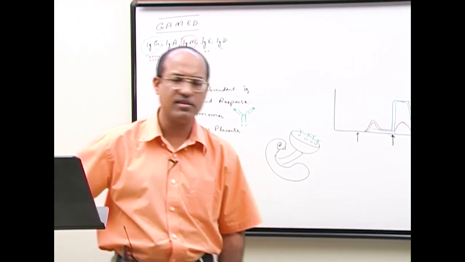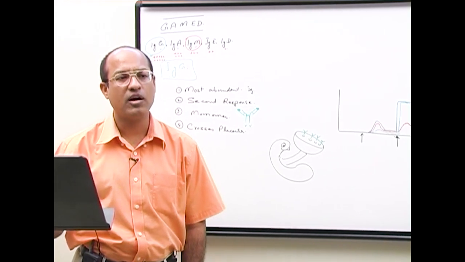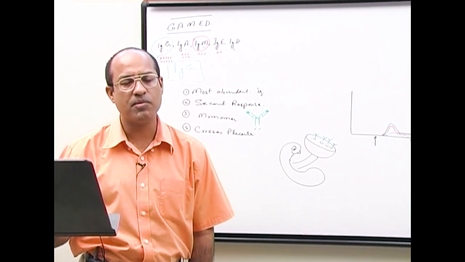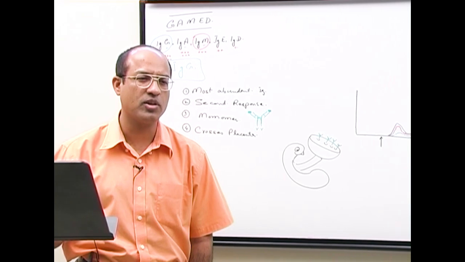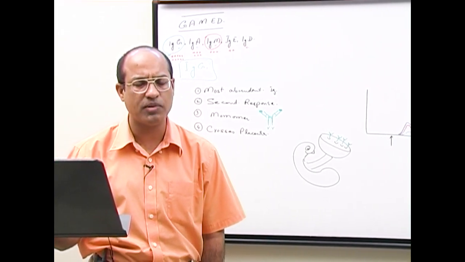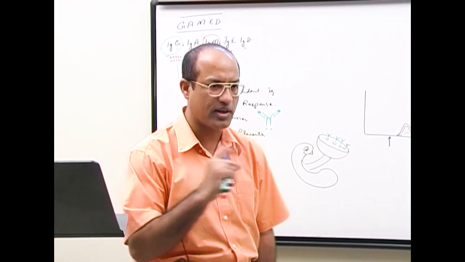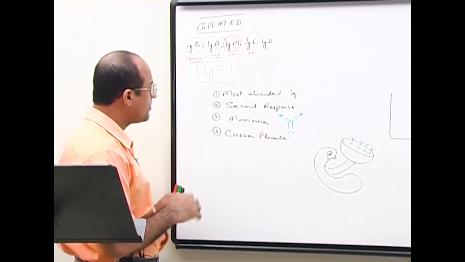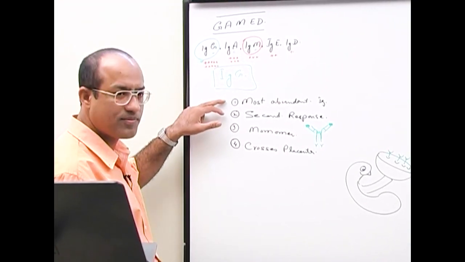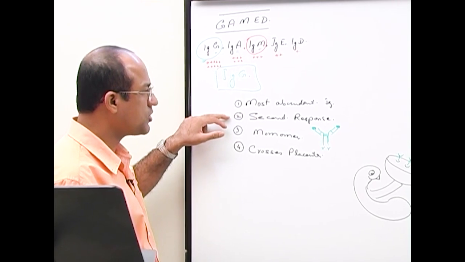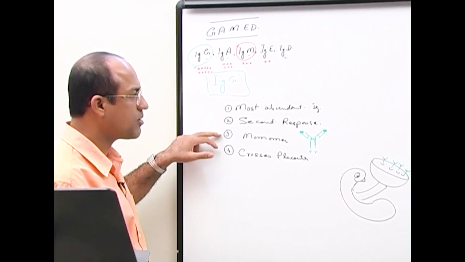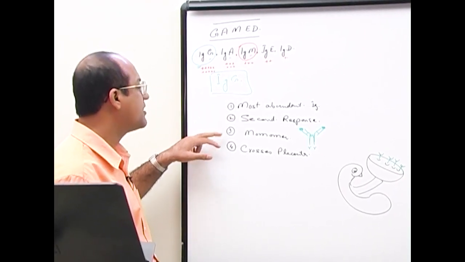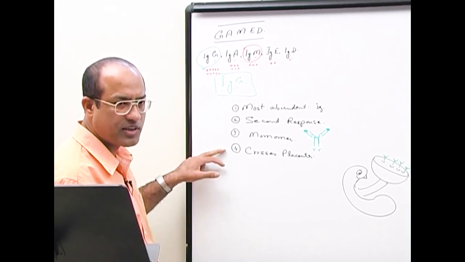But if a baby has IgG against multiple organisms, then it means probably, not surely, that these IgG molecules are coming from the maternal side. So IgG is most abundant. It is the antibody of secondary response. It exists as a monomer, so it is divalent, and it crosses the placenta very efficiently.